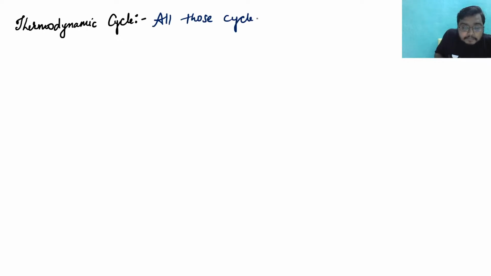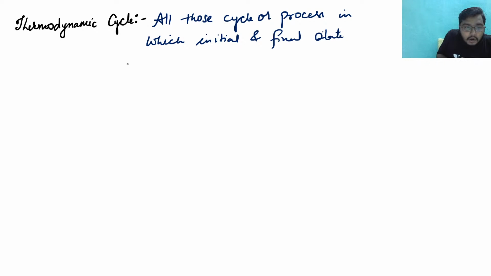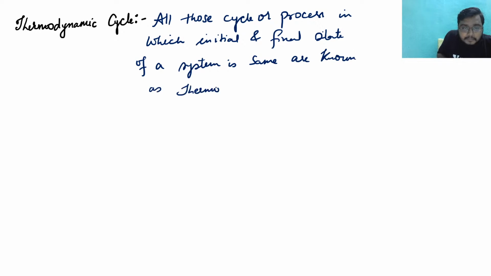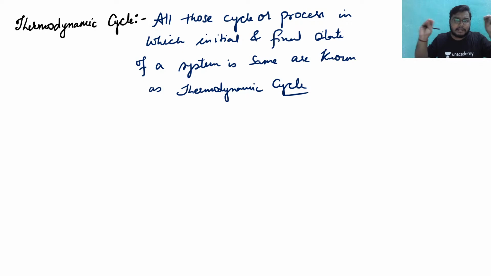All those cycles or processes in which the initial and final state of a system are the same are known as a thermodynamic cycle. Okay, this is what a thermodynamic cycle is. Sir, whatever processes there are, if their initial and final state are the same, that is called a thermodynamic cycle.